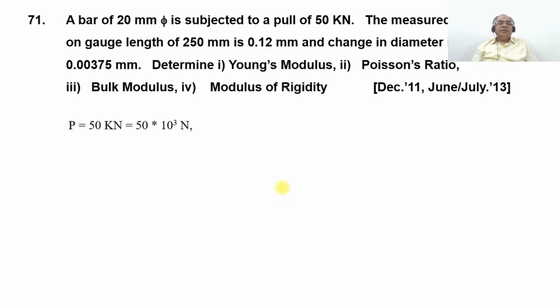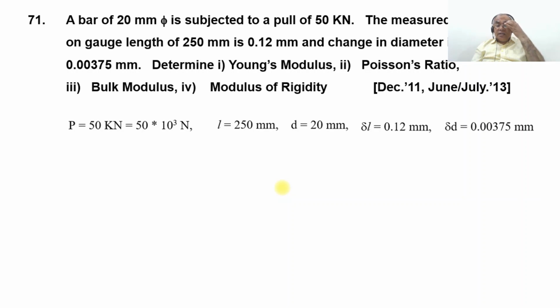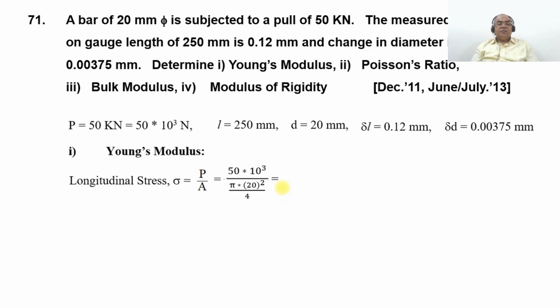P we know, which is 50 kilonewton, which is 50 × 10^3 Newton. The length of the bar is known, which is 250, because that is the gauge length. And D is 20 mm, which is the diameter. And delta L is given as 0.12. Delta D is also given, that is 0.00375. So what is Young's modulus? Longitudinal stress sigma is given by P by A. Substitute the values: 50 × 10^3 divided by pi by 4 into 20 square. So stress, on simplification, we got 159.155 N/mm square.